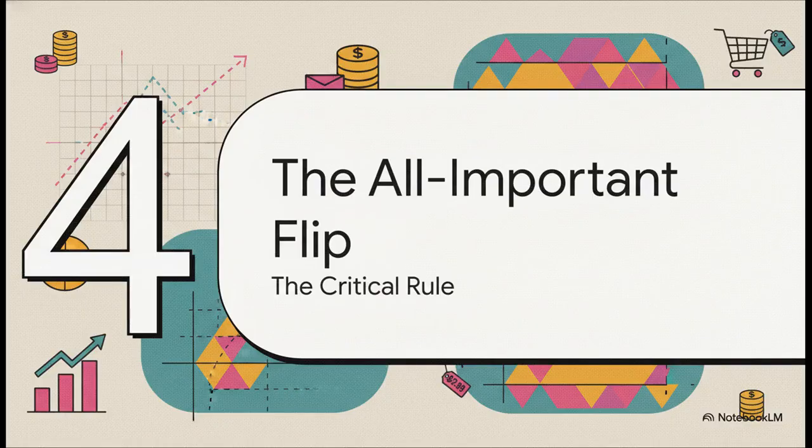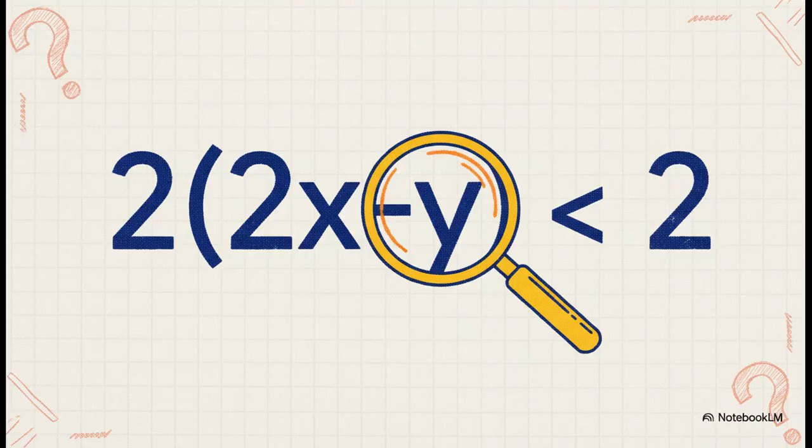All right, you're getting the hang of it. But I gotta warn you, there's one tricky little rule, one little trap that gets almost everybody at first. If you can master this, you're golden. Let's call it the flip. Okay, take a look at this problem here. Our mission, like always, is to get y all by itself on the left side so we can graph it. Looks pretty harmless, right? But trust me, there's a trap waiting inside.